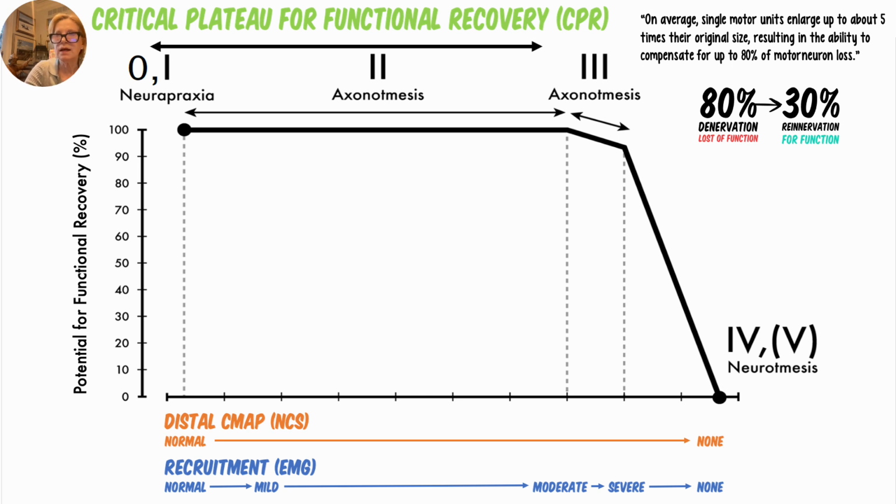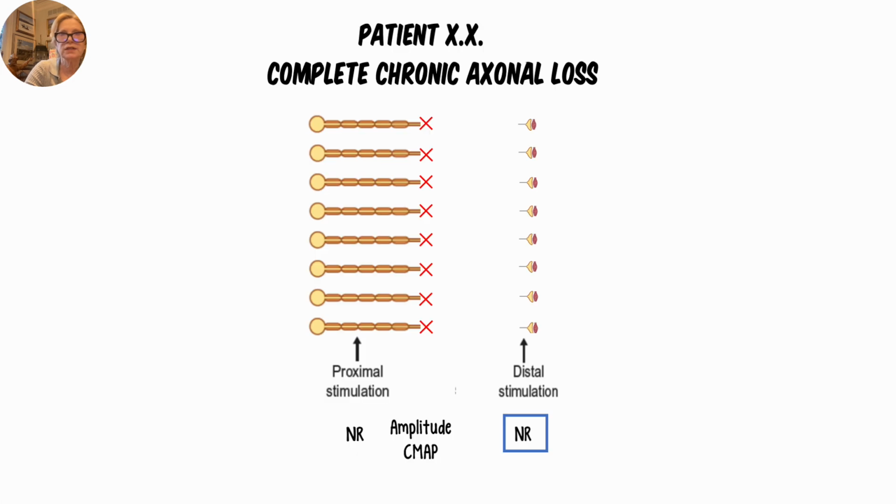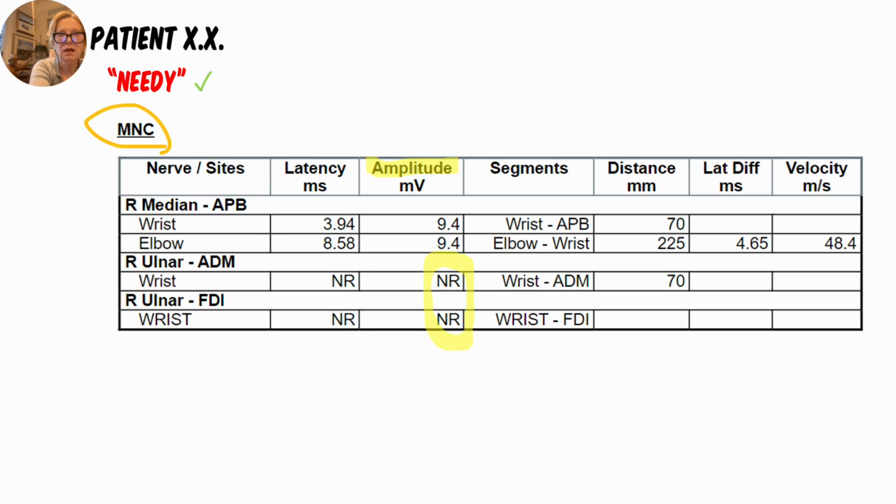So let's now look at some cartoon drawings for each of these injuries. So here's a patient who has nothing. That muscle is all dwindled. You can see it dwindling different, and every one of those 8 axons has been transected. So what does the EDX look like? We're looking at this ulnar nerve, ADM and FDI, NR, amplitude, nada, nothing.